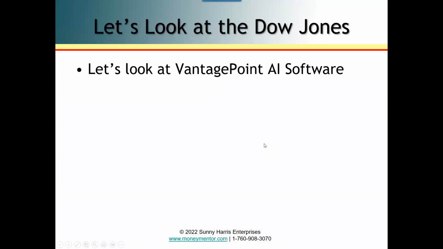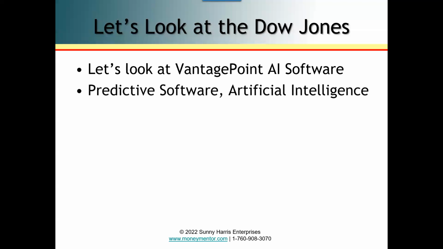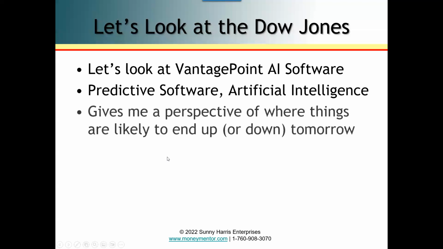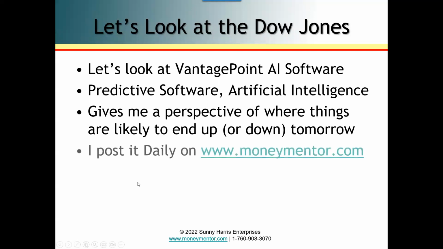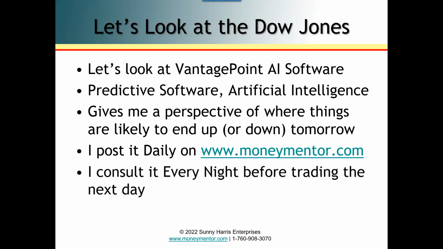So I also look at Vantage Point software. It's artificial intelligence that gives you a prediction as to tomorrow's range. And I like to have this in the back pocket before I tackle the market so I can have some idea where the range will be. And I post it daily on moneymentor.com. It's there for free. You can see it every day after 4 Pacific time.